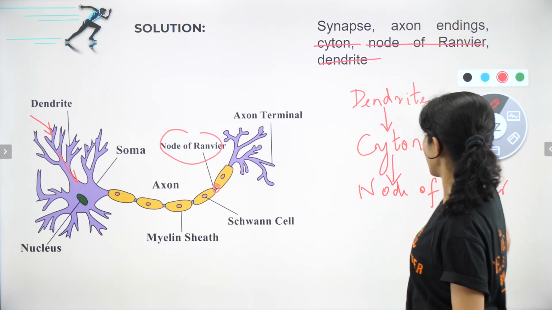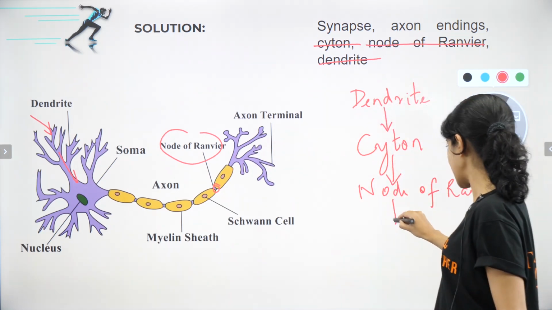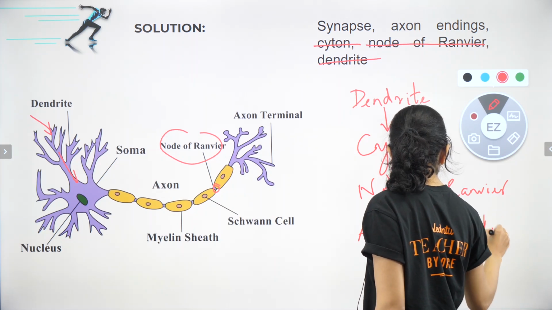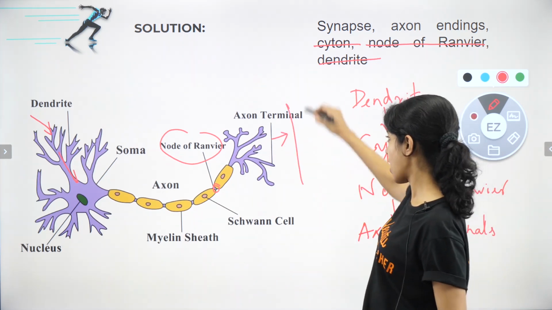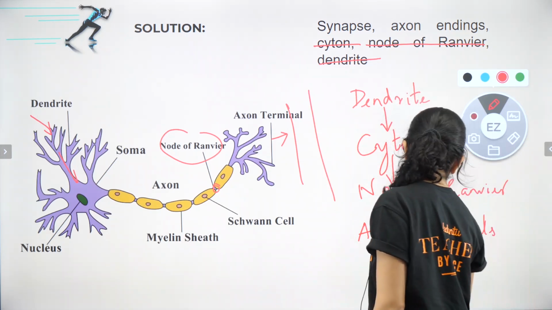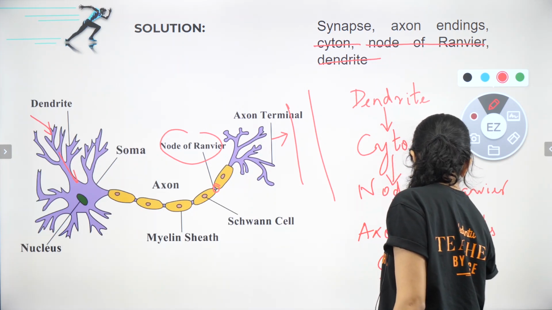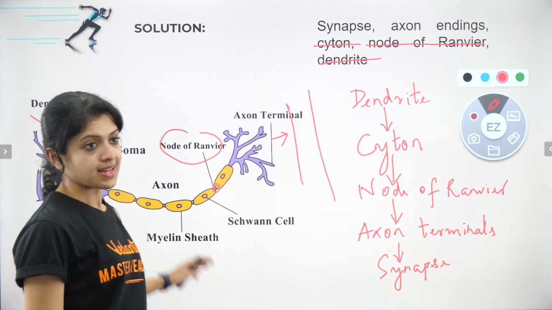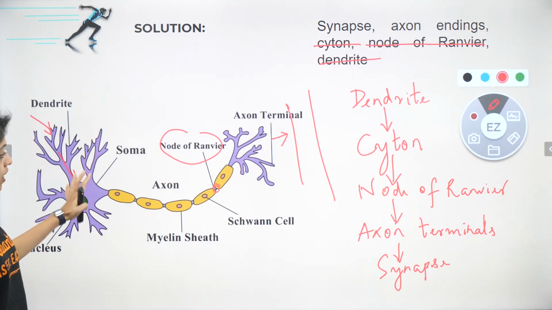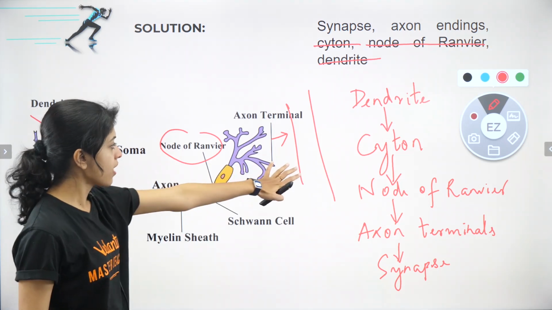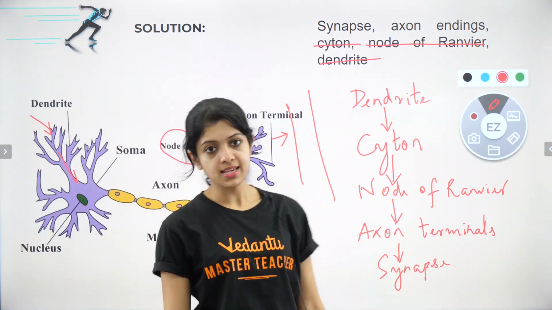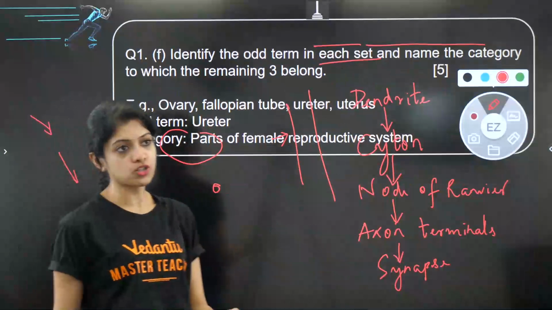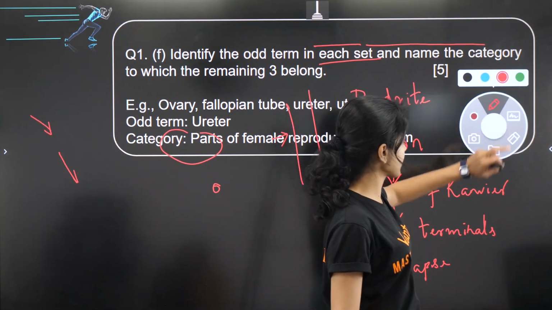And following that, where does it go? It goes into the axon endings or the axon terminals. And from the axon terminal, yes, it enters out as a synapse. So this will be the logical order for the question that's asked here. Dendrite followed by the cyton or the cell body, followed by the node of Ranvier, and then the axon terminal, followed by the synapse. Okay, yes. Now let's go ahead to the next one. I think we are done with this sub question also, and with that let's go to sub question number 6 or F.